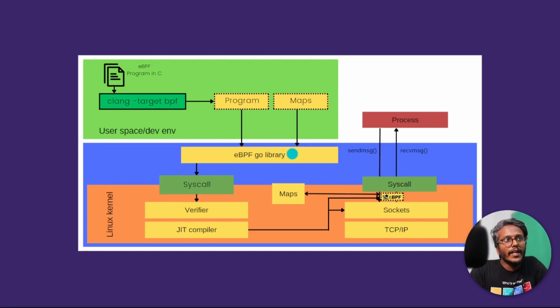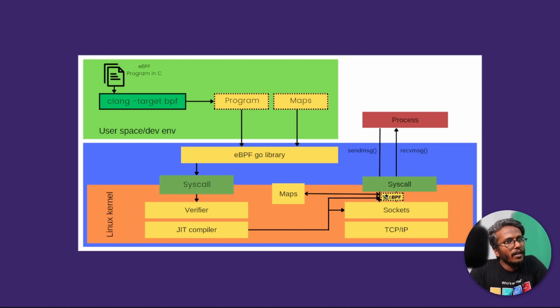Now here, the Go library, as I mentioned before, acts as an interface and sends the BPF bytecode to the verifier. The verifier makes sure that the code is safe to run in the kernel by checking some rules. For example, the program cannot have any infinite loop. If any such check fails, then the program will not be loaded into the kernel to run.